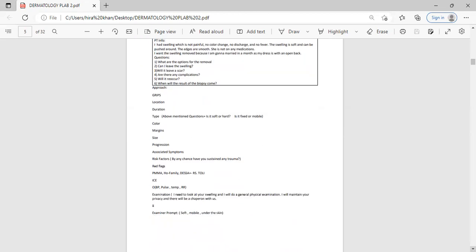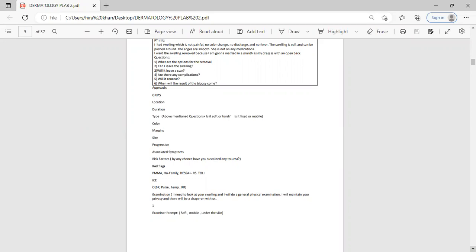So the approach would be the same. You are going to cover all the points like location, duration, and the type of it, and when you ask about the type, is it growing on the skin or under the skin? Here comes another question that you have to add as an extra: is it soft or hard in consistency? Are you able to move it or is it fixed in its place? Because that question is important. That's what is going to differentiate a simple lipoma from something malignant.